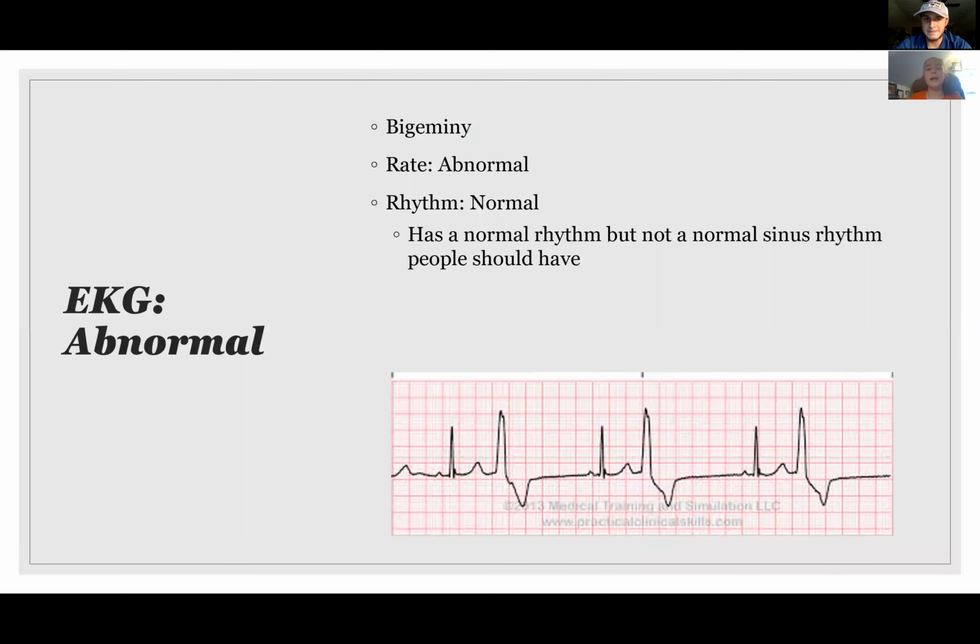And finally, we have bigeminy. This has an abnormal rate, but a normal rhythm. As you can see, there is a normal resting space between the T wave and the P wave, but it doesn't have a normal sinus rhythm like regular people should have.